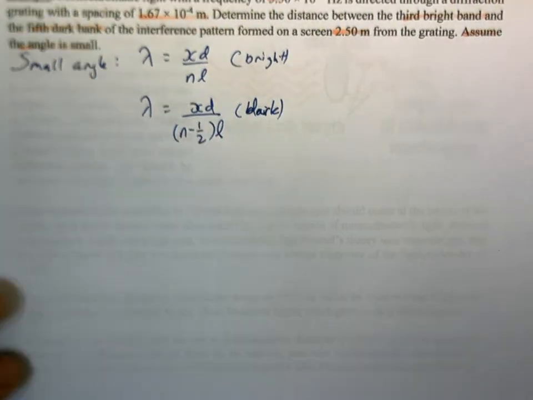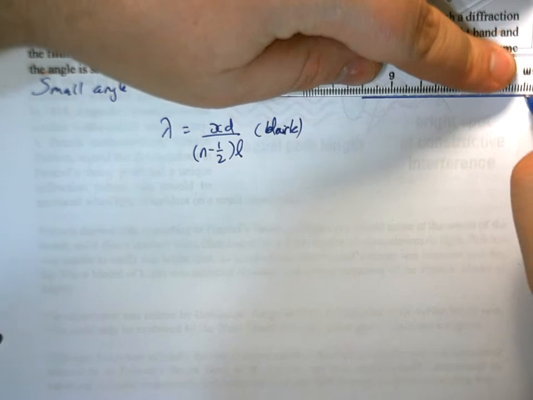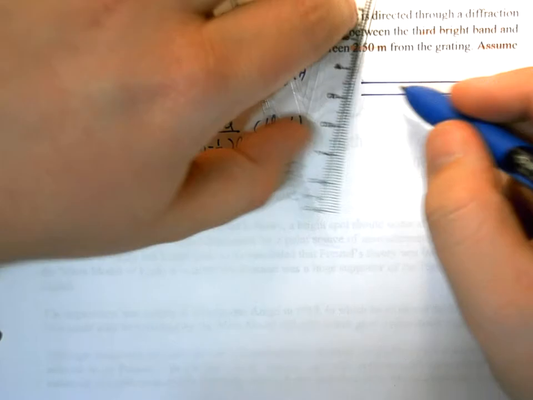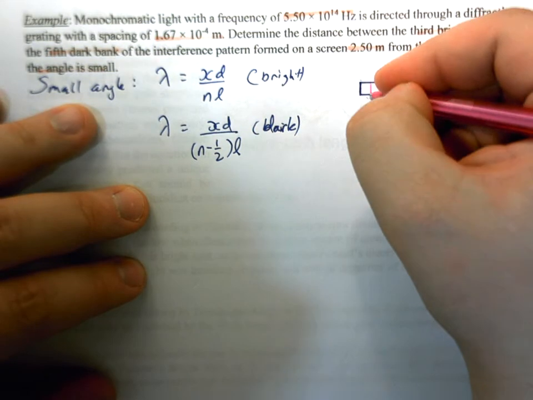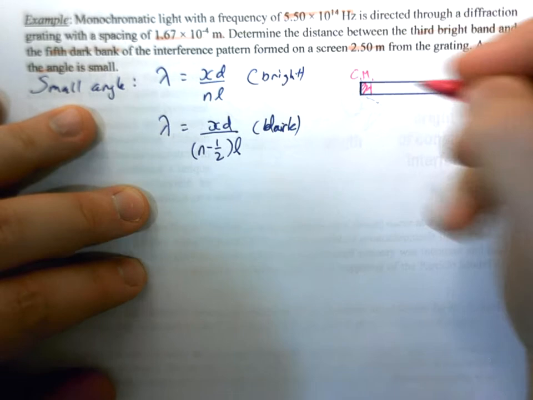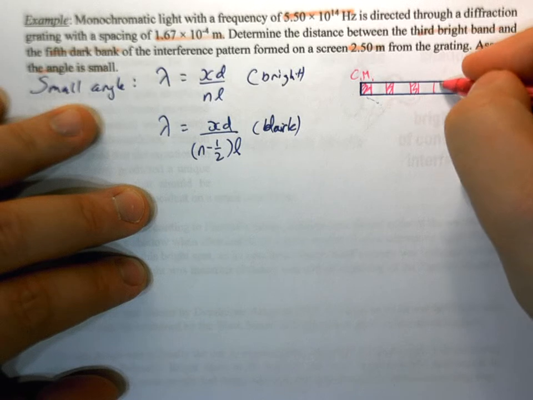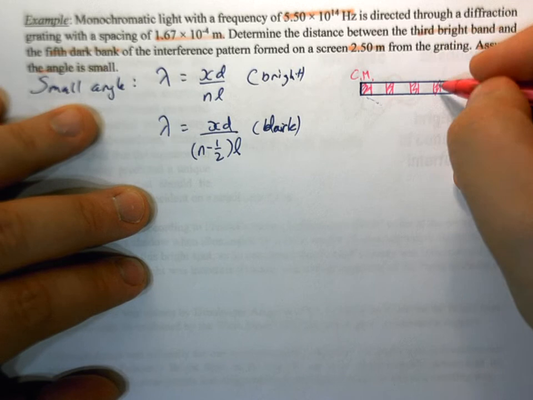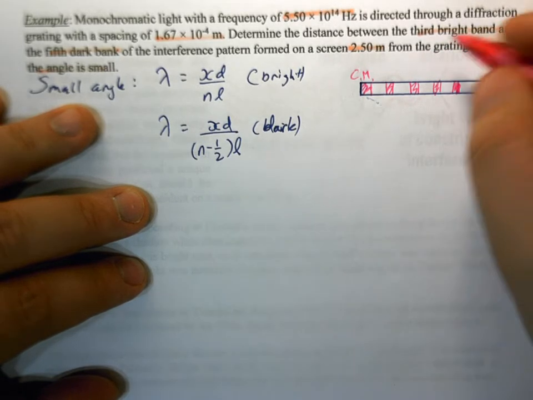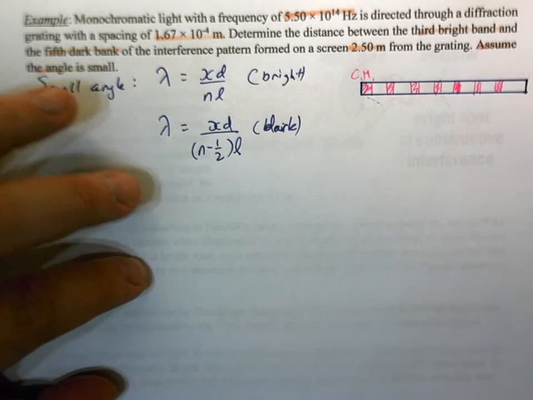So let's sketch out what we're actually trying to ask in this question, because it's always nice to have an actual interpretation of what's going on. So if I look at my screen here, and again, this is a really rough sketch, so bear with me. I'm going to say that this is my central maximum here. So here is my CM. And then I have this bright spot, this bright spot, this bright spot. I should be making this a bit more evenly spaced, but it is what it is. 1, 2, 3. So I want between the third bright and the fifth dark. Okay, 1, 2, 3, 4, 5. And we'll just assume the pattern kind of goes on.